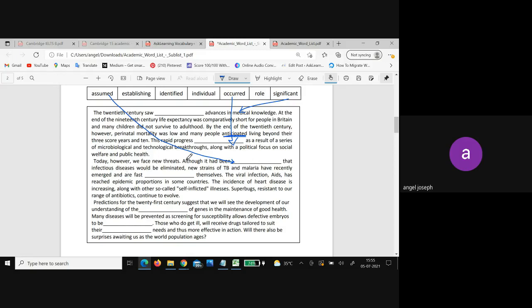So it had been assumed that the infectious diseases would be eliminated. New strains of TB and malaria have recently emerged and are fast dash themselves. What and are fast establishing. Very good. Fast establishing themselves. Ashwati Gupta, I hope you are getting it. Kittiyano idu? Yes, ma'am. Doubts undengil onnu choikkane.